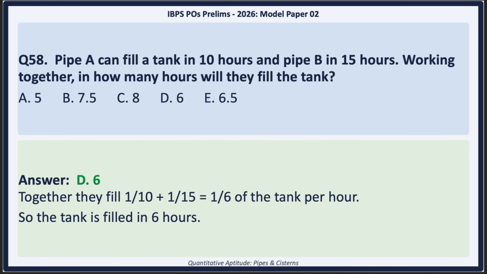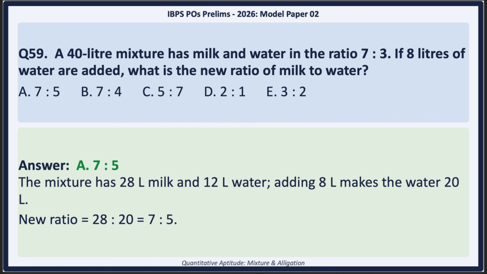Let's tackle question 59. Mixtures. 40 liters of a mixture has milk and water in a 7:3 ratio. If 8 liters of water are added, what's the new ratio?